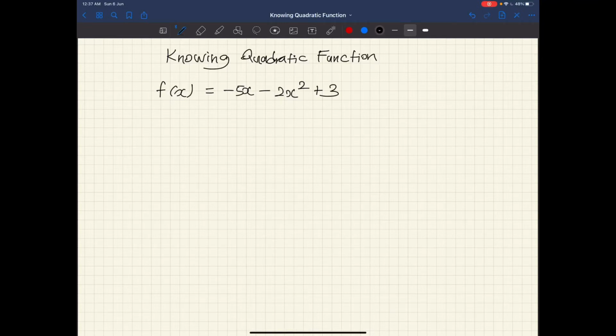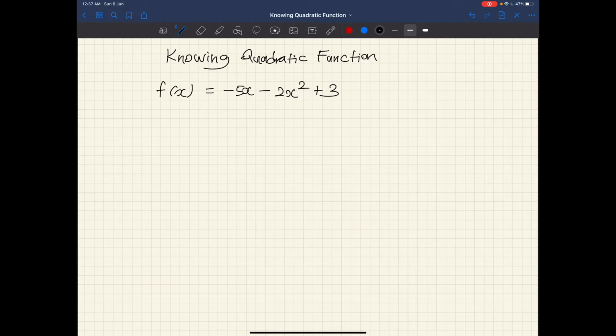So today we'll be learning about knowing your quadratic function. I'll be going through simple things such as how to sketch a quadratic graph, and also how to find the minimum or maximum value and the axis of symmetry. And first of all, for sketching your graph, you have to know a couple of things.